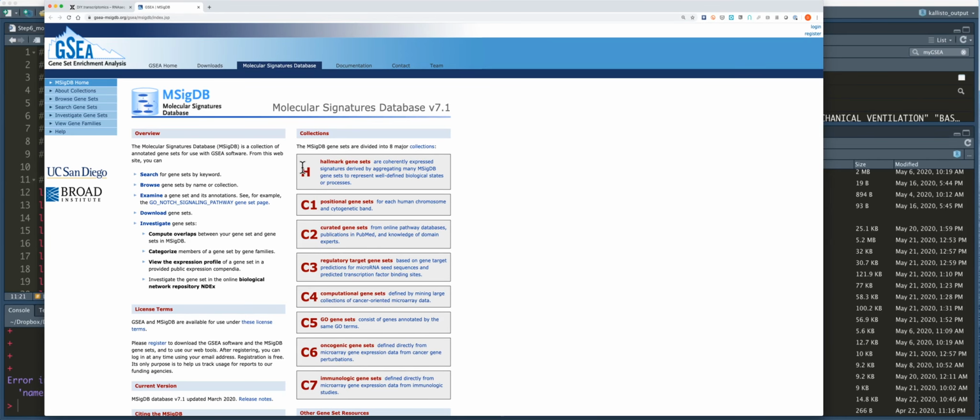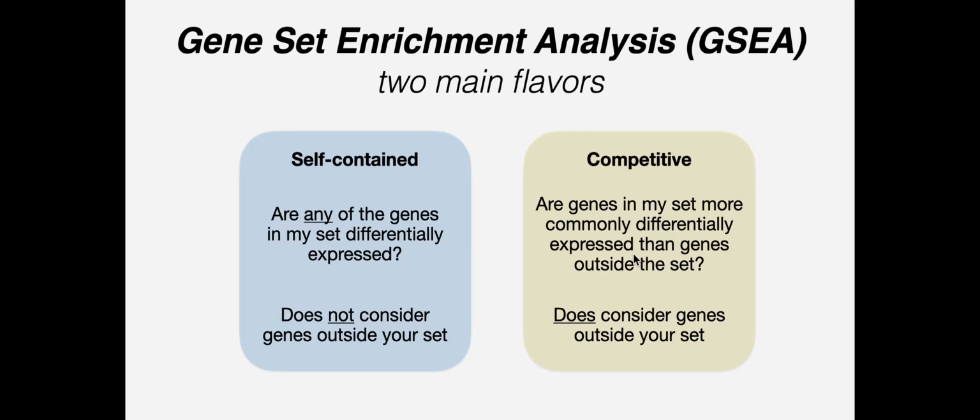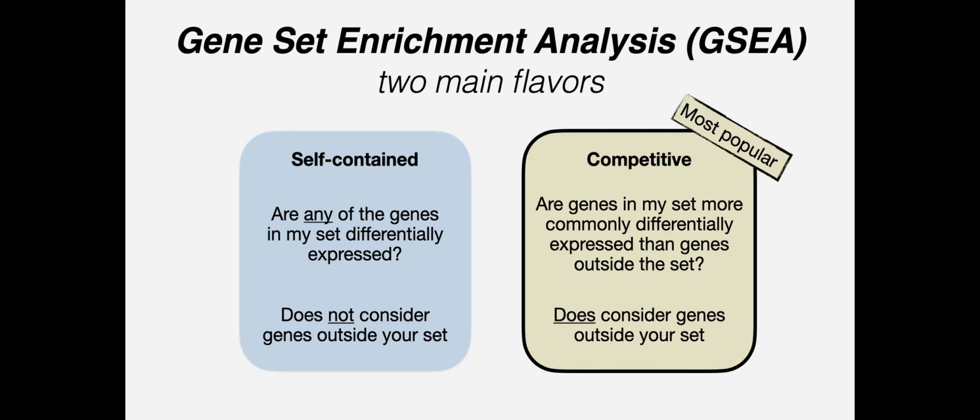And that has real implications. If you have a ton of differentially expressed genes, then it could be hard to find any signature that meets these criteria, that is, being more commonly differentially expressed than genes outside the set, because you may have a lot of genes that are differentially expressed. Okay. So this is definitely the most popular, and I think whether people run this or this, they think they're running this.